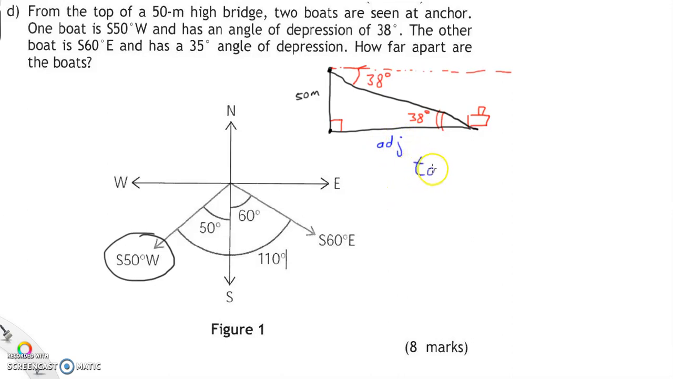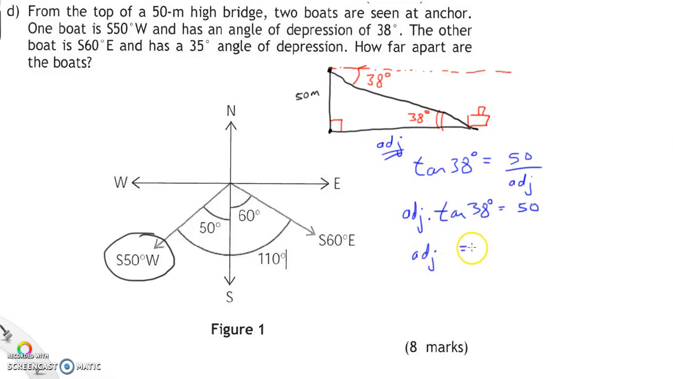So tan 38 degrees equals the opposite divided by the adjacent, 50 divided by the adjacent. Multiply both sides by the adjacent, and we get adjacent multiplied by tan 38 degrees equals 50. We're looking for the length of the adjacent, so if we divide both sides by tan 38, we get adjacent equals 50 divided by tan 38 degrees.